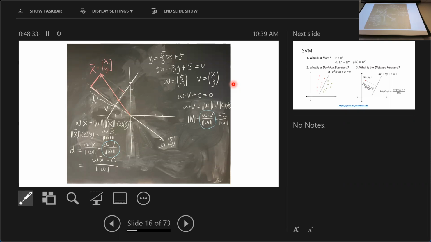Cosine theta. So the theta is here. We don't know the value, and we don't need to know. And that's the projection along this part, divided by the norm of this. So that's an application of our dot product.